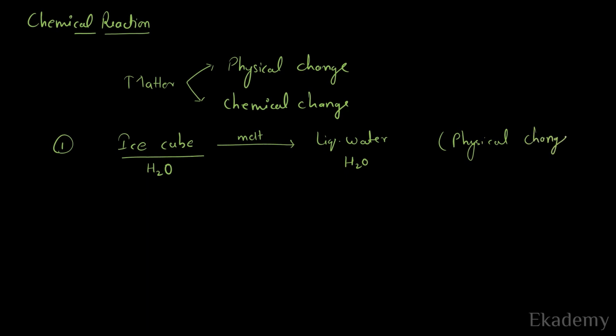Physical change. Similarly, what happens when we melt a solid wax? What will happen to it? It will convert into liquid state, but again it will be a wax. So again, the melting of wax is also a type of physical change. Now consider a situation. What will happen if milk is left at room temperature during summers? What will happen to that milk?